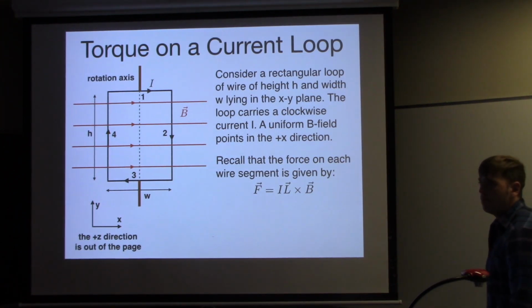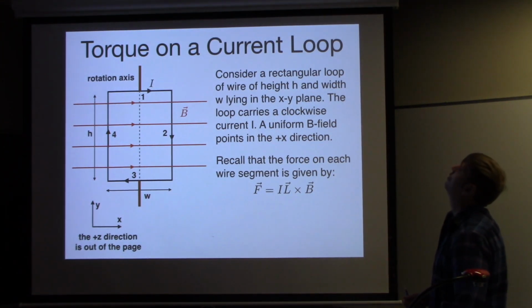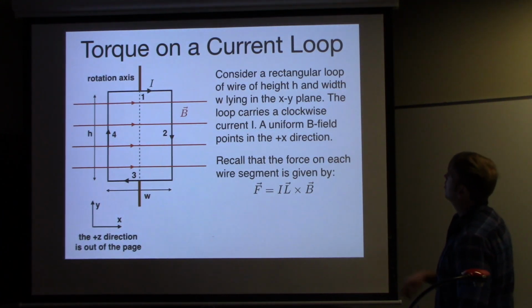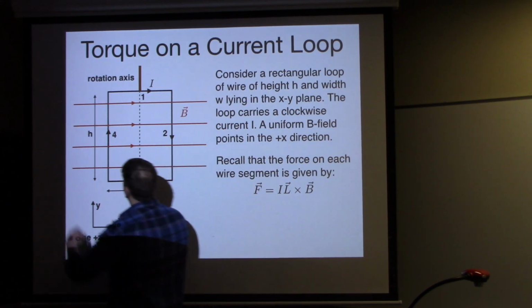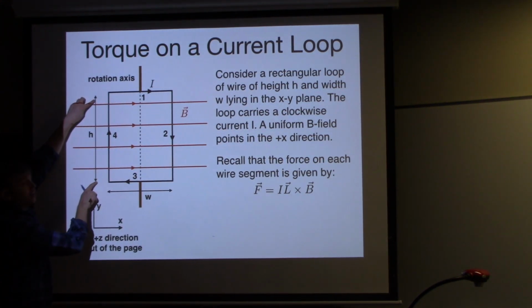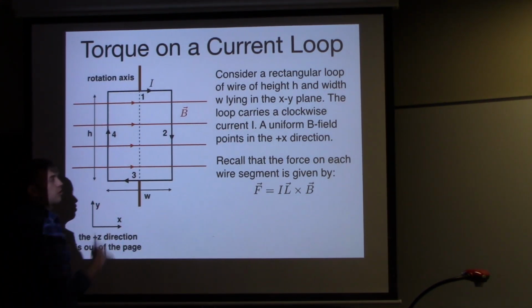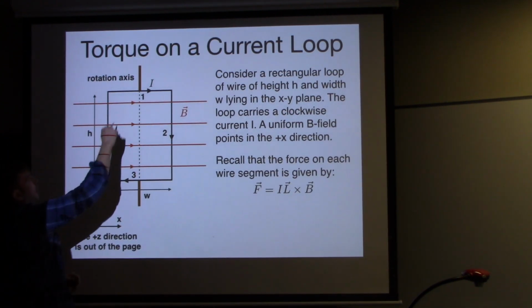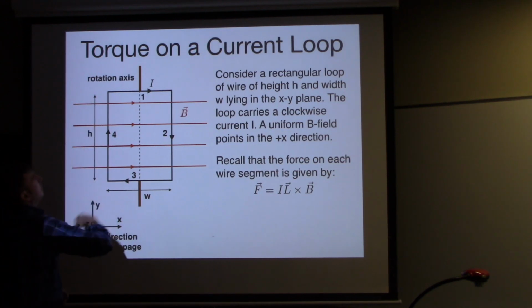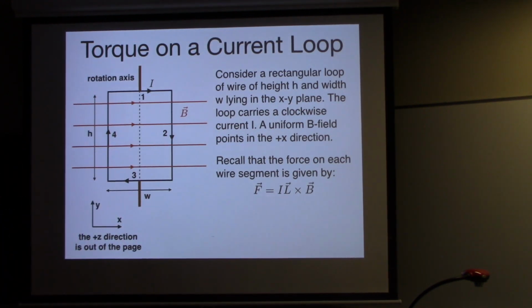So this is going to be like our test case. We're going to consider this rectangular loop of wire where there's a height, which we'll just call h, and then there's a width, which we'll call w. And it's carrying a current, which is going, in this case, clockwise. The current is I.